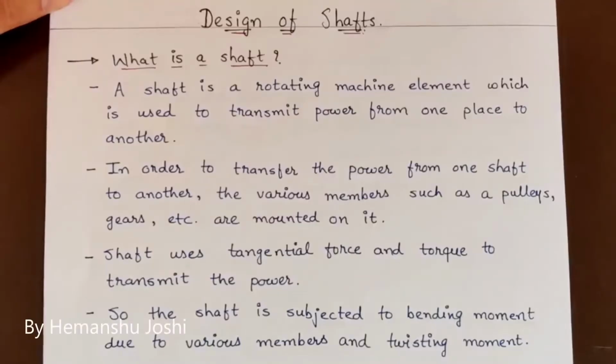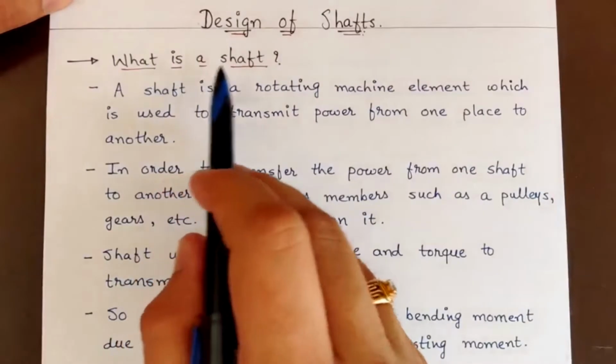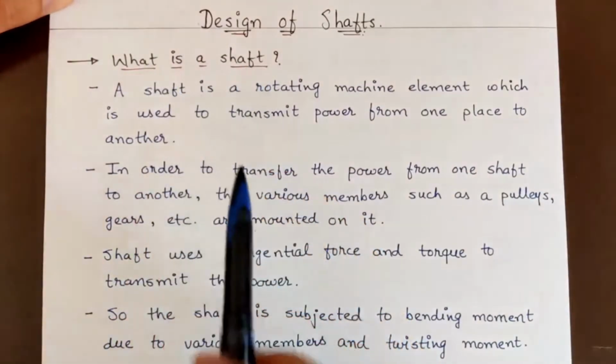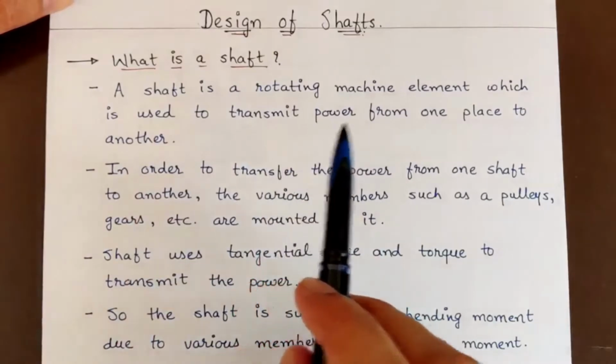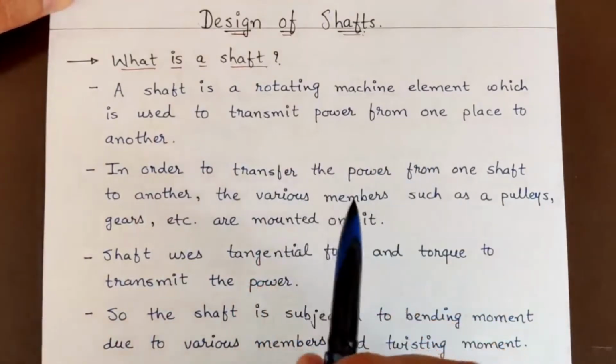Our today's topic is design of shaft. Now before starting this topic, we have to understand what is a shaft. A shaft is a rotating machine element which is used to transmit power from one place to another place.